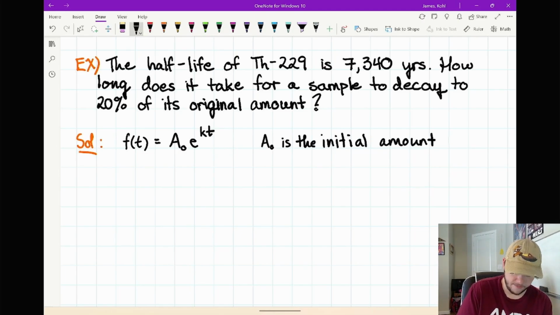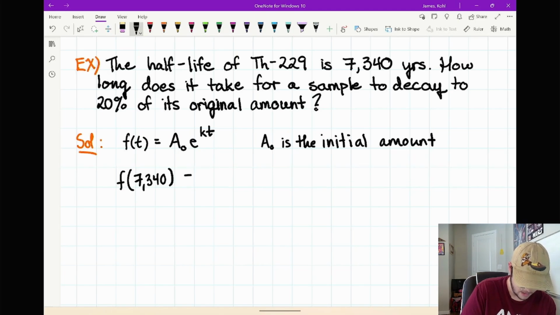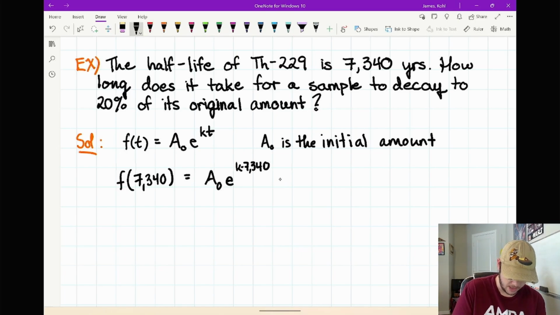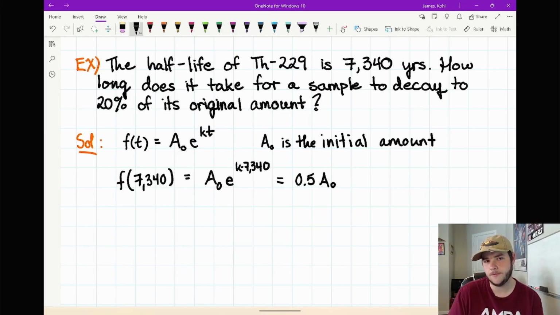So, if I plug in its half-life, f of 7,340, that looks like a naught e to the k times 7340. Well, that should be equal to half the original amount. Half of the original amount.